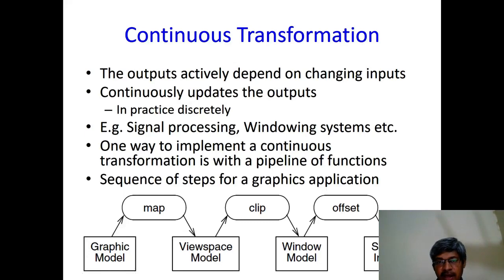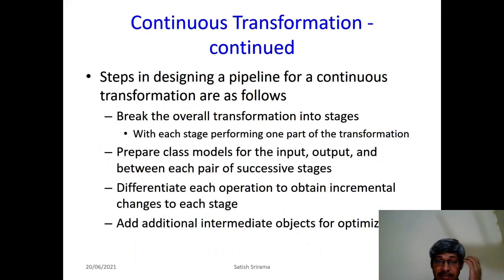So this type of architectural style, the steps in designing it: of course, as I said, we have to define a proper pipeline for that. So the steps in designing such a pipeline for continuous transformation are as follows. First, break the overall transformation into several stages, just like the way we have done for the batch transformation, with each stage performing one part of the transformation.